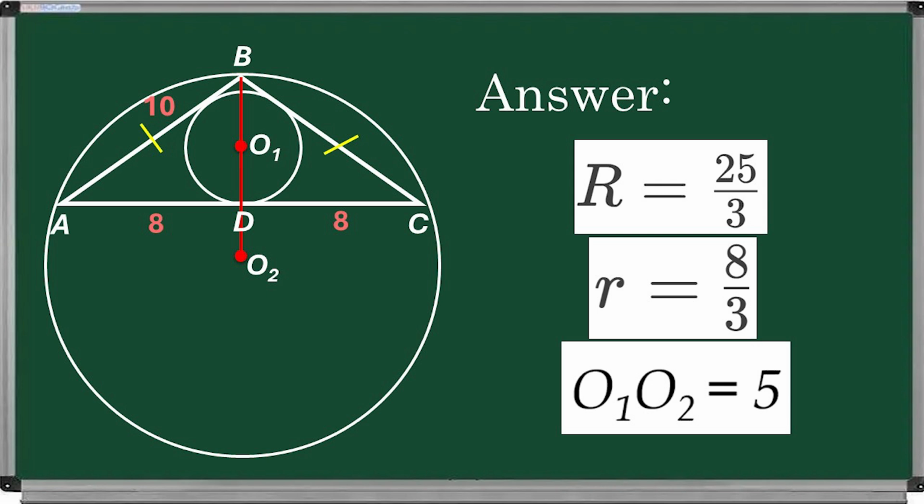Answer: the radius of the inscribed circle is 8/3. The radius of the circumscribed circle is 25/3, and the distance between their centers is 5.